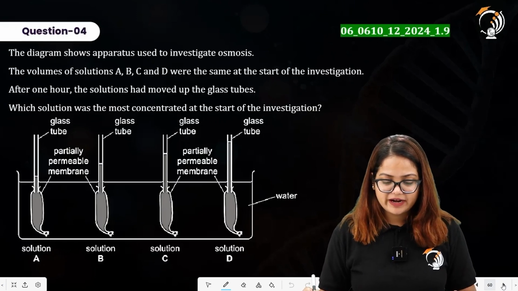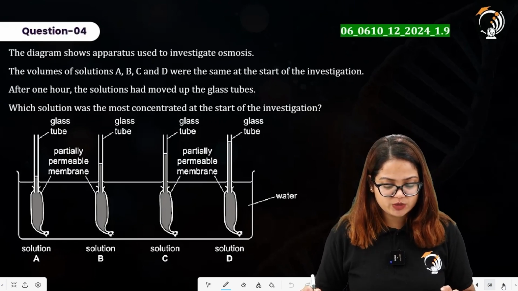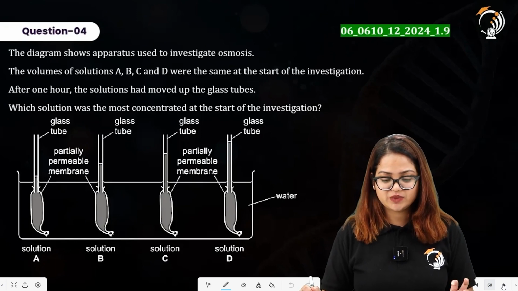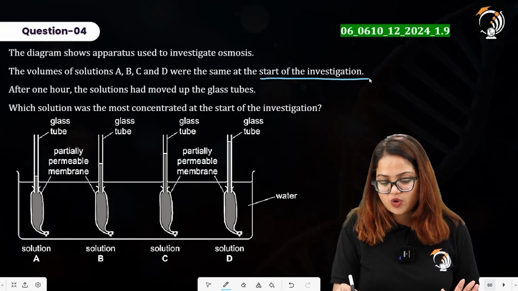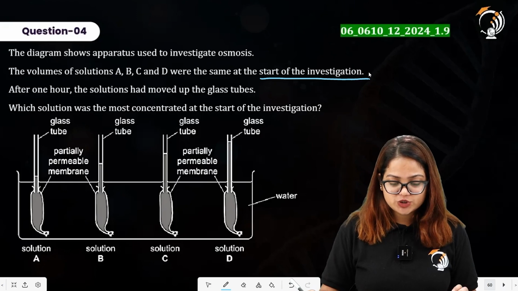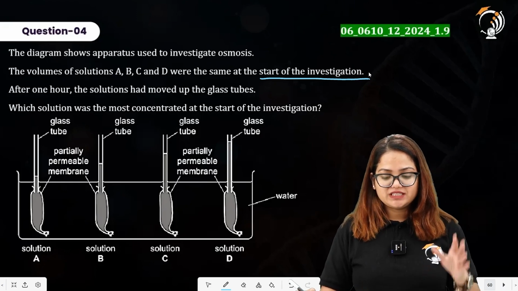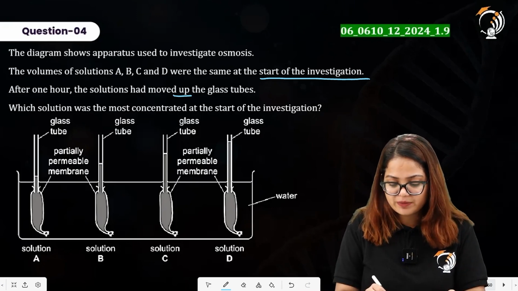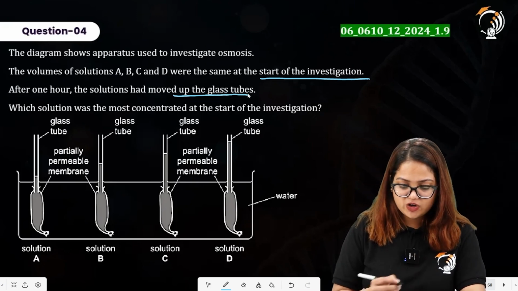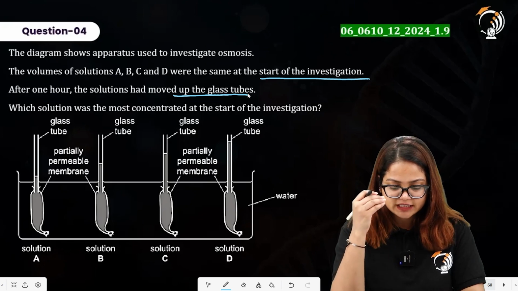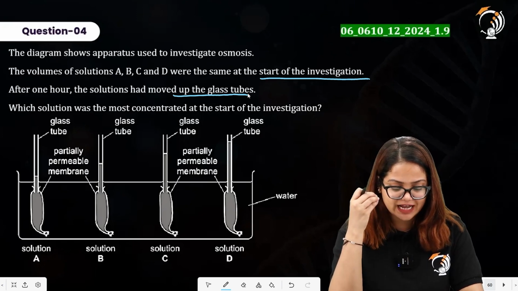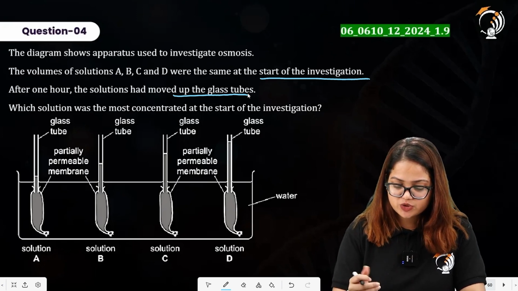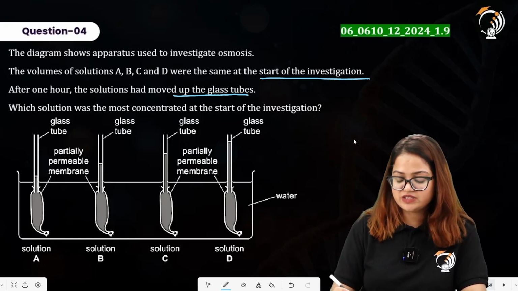The diagram shows apparatus used to investigate osmosis. The volumes of solutions A, B, C, D were the same at the start of the experiment. So all of these solutions have equal volumes at the start of the investigation. After 1 hour, the solution had moved up the glass tubes. So all of them have the solution that had moved up the glass tubes. Which solution was the most concentrated at the start of the investigation?